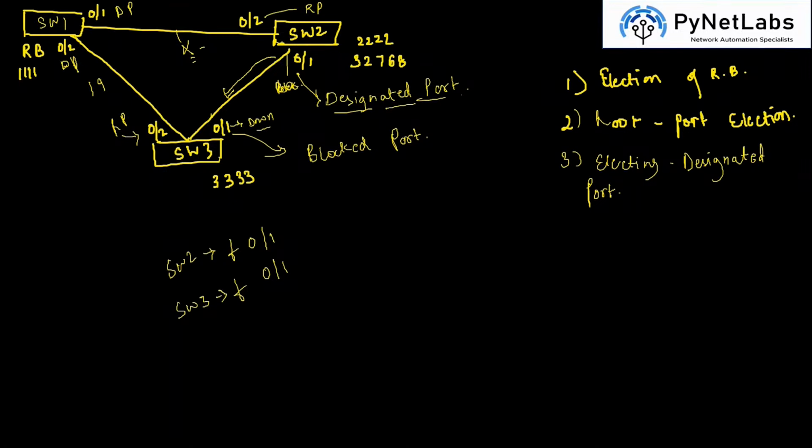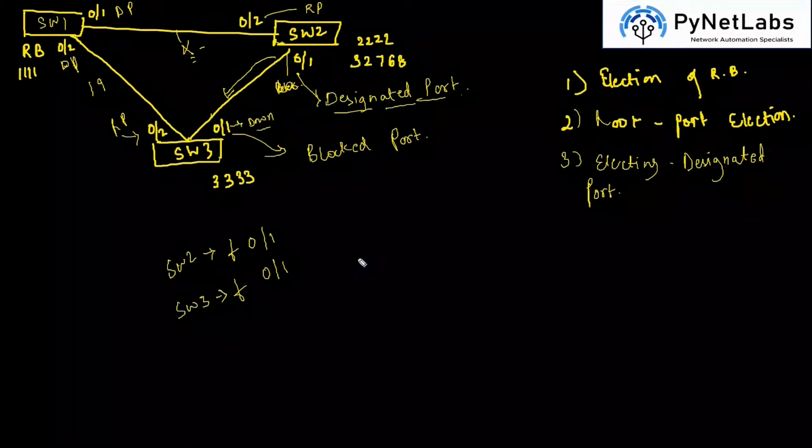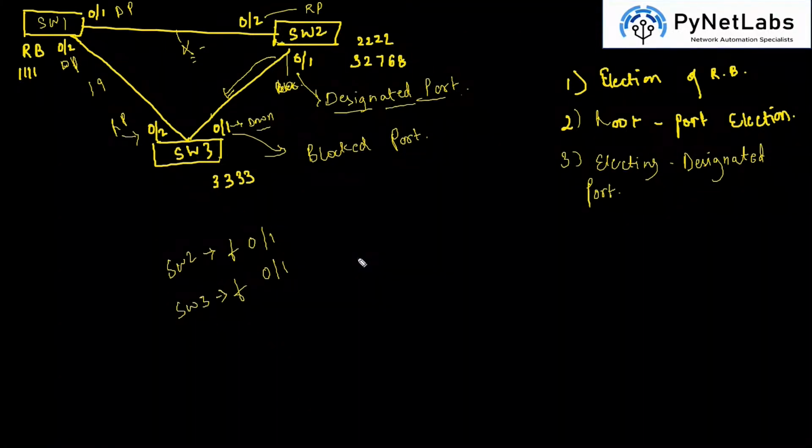Okay, so basically, designated ports are, first of all, the very first thing when we talk about designated port is that all the ports of the root bridge, which is switch 1, are designated ports. So we will quickly assume that FA01 and FA02 are going to be the designated ports. Is it clear till now? So all the ports of the root bridge are designated ports.